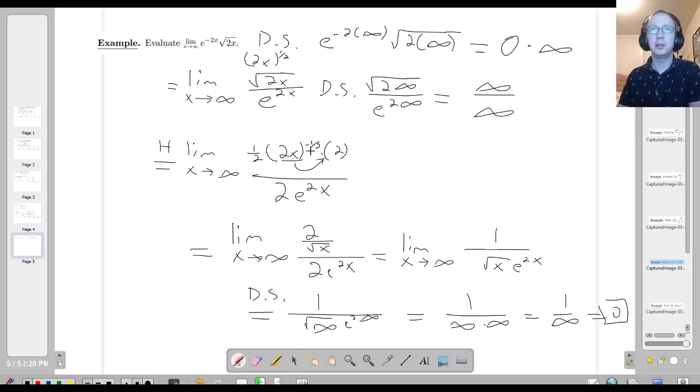Okay, so the trick we learned here is that if your original function is not written as a fraction, we might have to get a little creative with properties of exponents to rewrite it as a fraction so that we can apply L'Hopital's rule.